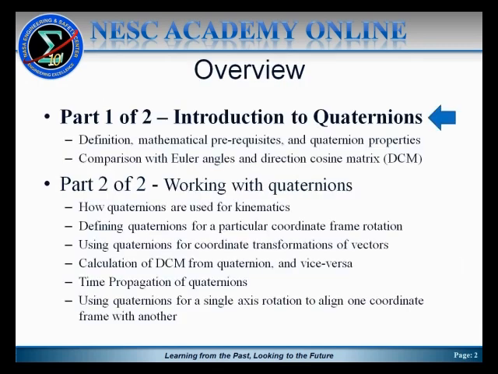The overview on page 2 discusses what's going to be covered in today's presentation, part 1, the Introduction to Quaternions, as well as what will be covered in part 2, entitled Working with Quaternions. In today's presentation, we'll cover the definition, mathematical prerequisites, and properties that Quaternions obey. We'll also compare them with Euler angles and direction cosine matrices that are typically used in flight mechanics applications.